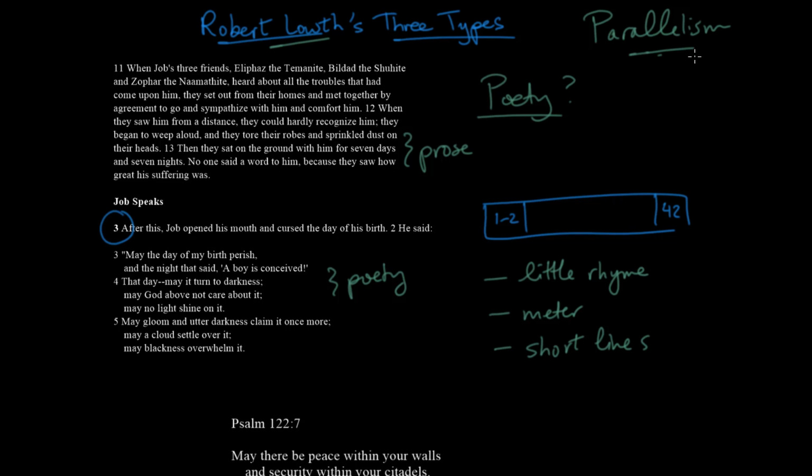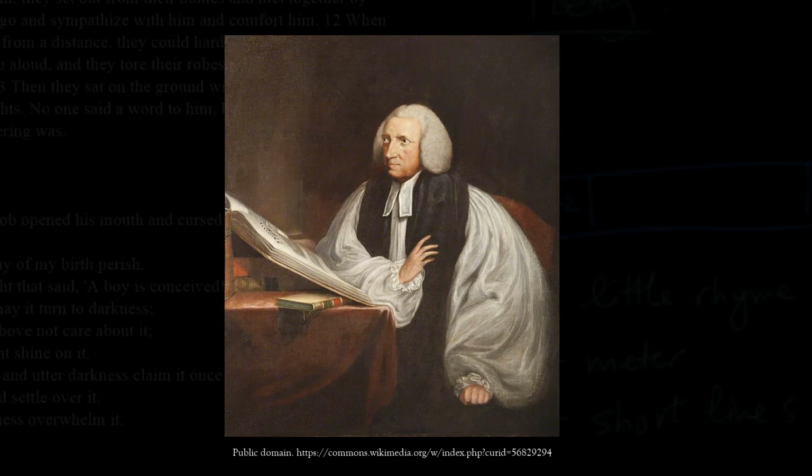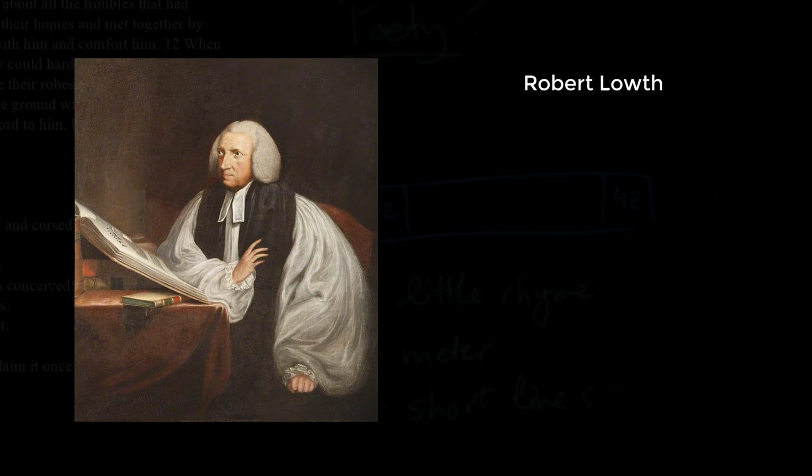So it might be nice, before we really dig into some specific examples, to know a bit more about who Robert Lowth actually was. Here's a quick bio of Robert Lowth. He lived from 1710 to 1787. He was an Anglican clergyman, as I mentioned, and in this sense he followed in the footsteps of his father.